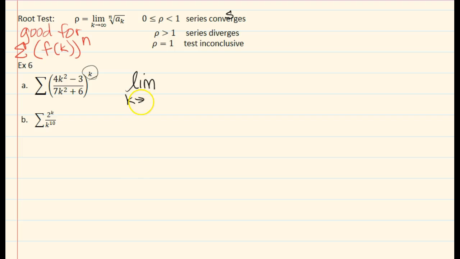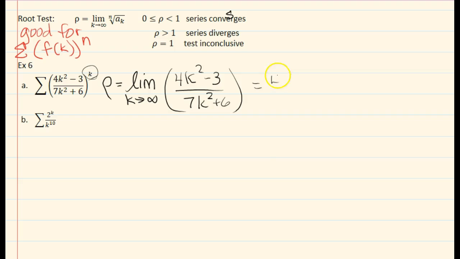as k goes to infinity. Remember that's going to be rho, the Greek letter for r, so rho is the limit as k goes to infinity. We're going to take the kth root of that. When we take the kth root, we just get (4k squared minus 3) over (7k squared plus 6). We can take the limit of that and see that it's equal to 4/7. That's less than 1, so this series converges.